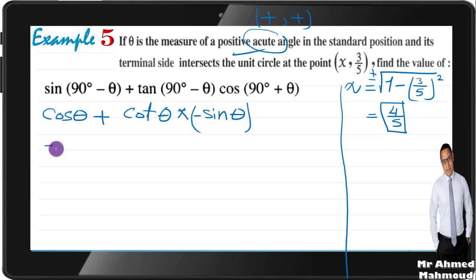Now cosine theta, which is 4 over 5, plus cotan theta. Cotan equals x over y, equals 4 over 5 divided by 3 over 5, which equals 4 over 3, times negative sine theta, or negative 3 over 5. This one equals 0.